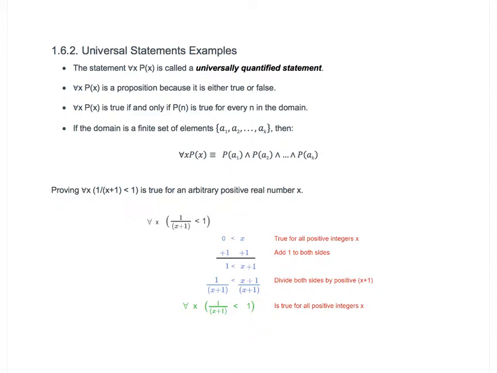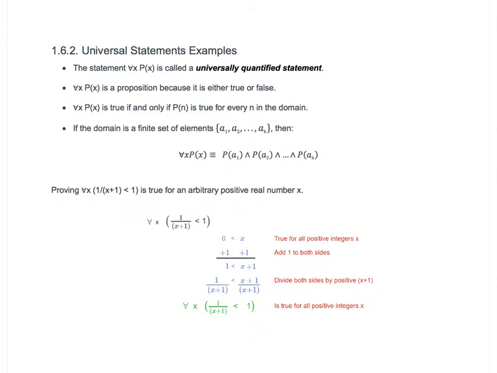And then you can add 1 to both sides of the inequality. Therefore, 1 would be less than x plus 1. And then obviously you can divide both sides by a positive number, and you can still have the same inequality with the same direction because we divide both sides by a positive number. The positive number that we divide both sides by is x plus 1. x was positive, so x plus 1 is also positive because a positive number like x plus another positive 1 would result in another positive number.